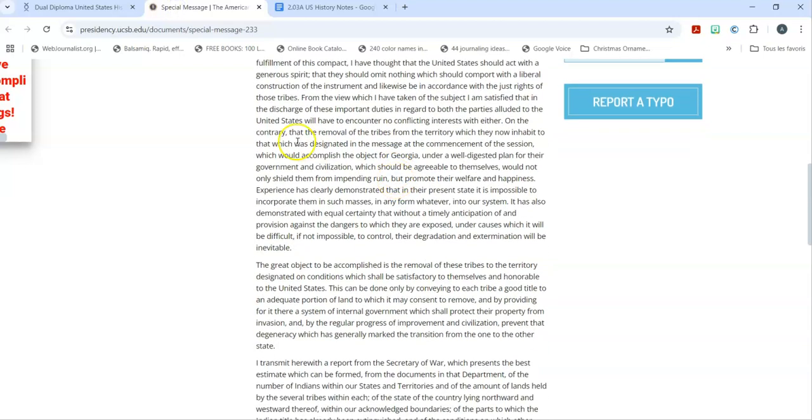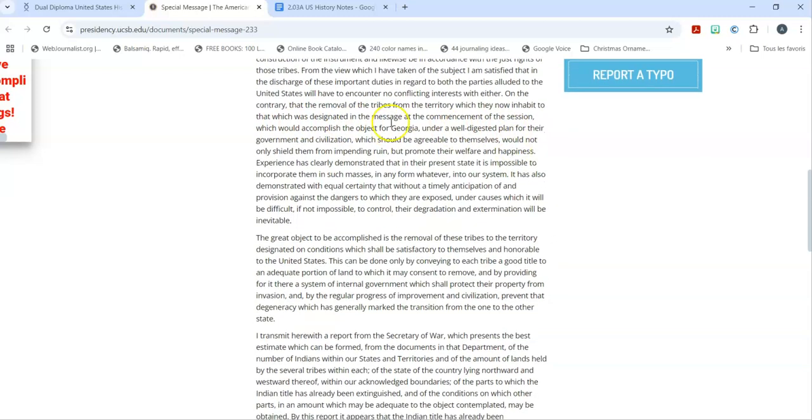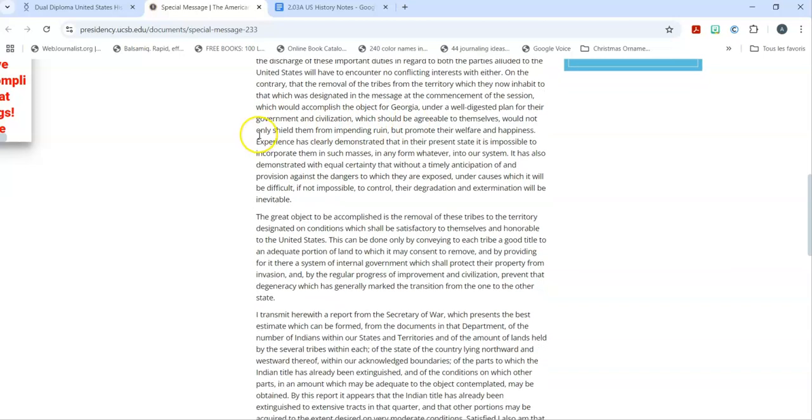On the contrary, that the removal of the tribes from the territory which they now inhabit to that which was designated in the message at the commencement of the session, which would accomplish the object for Georgia under a well-digested plan for their government and civilization, which should be agreeable to themselves, would not only shield them from impending ruin, but promote their welfare and happiness.